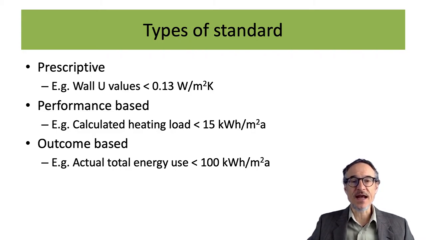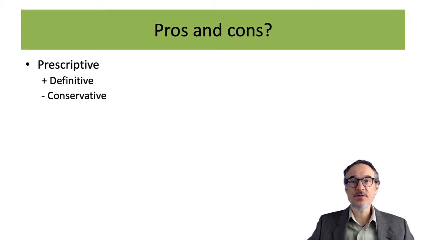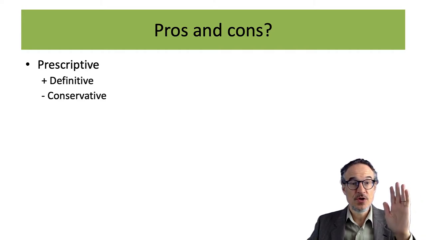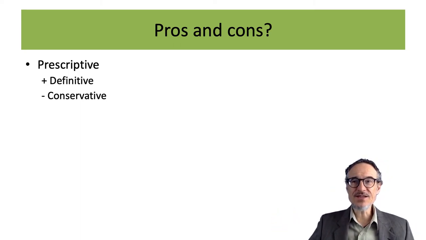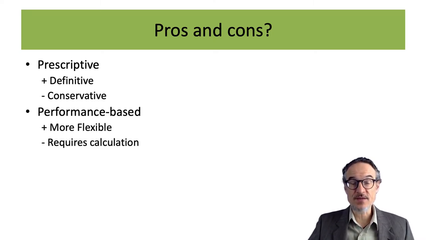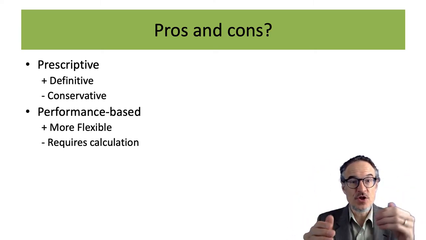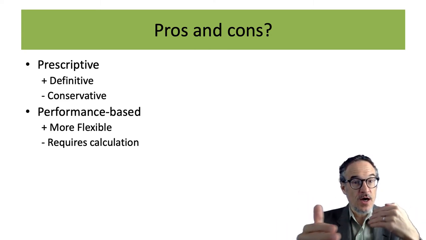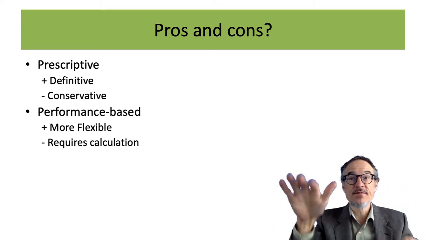Now, each of these kinds of standards has good and bad points. For the prescriptive standards, the good point is this is definitive. You know exactly we must not use this, so we're not using it. That's great. We must do this, so we're doing it. That's great. They tend to be a bit conservative. And this comes on to the performance-based standards, which are much more flexible. So, for example, in your building, you can decide, well, I'm going to get very good windows, so the walls don't need to be quite so thick. And you can work out how to reach a performance target with some flexibility.